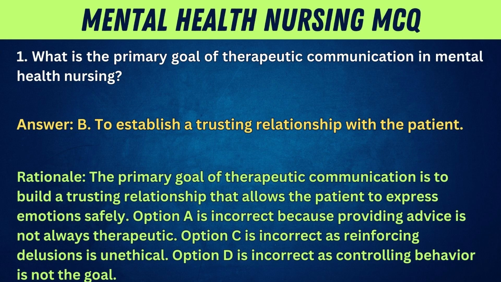Rationale: the primary goal of therapeutic communication is to build a trusting relationship that allows the patient to express emotions safely. Option A is incorrect because providing advice is not always therapeutic. Option C is incorrect as reinforcing delusions is unethical. Option D is incorrect as controlling behavior is not the goal.